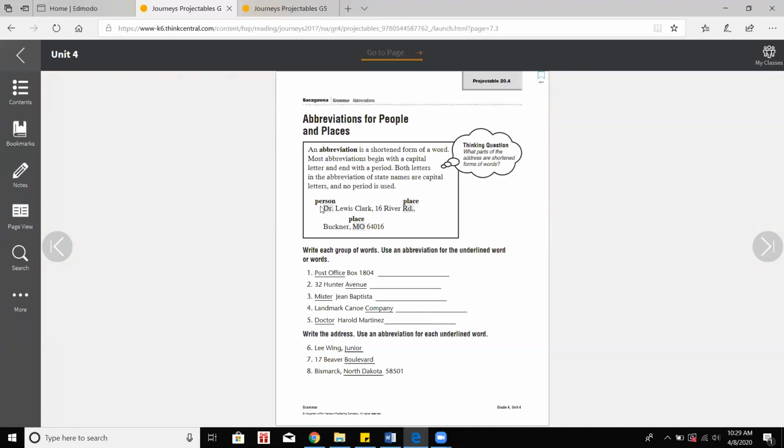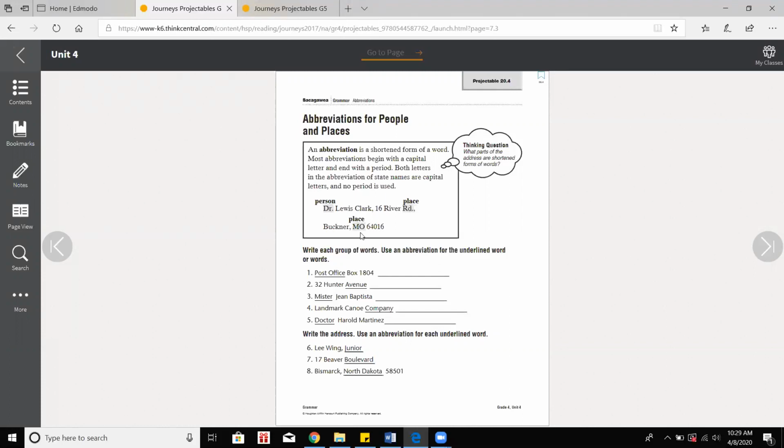And we have lots of other examples coming in after this. Okay, what about road? So instead of writing the full word for road, you can just write capital letter R, lowercase d, and then a period or a full stop. That's in abbreviating a name for a place.